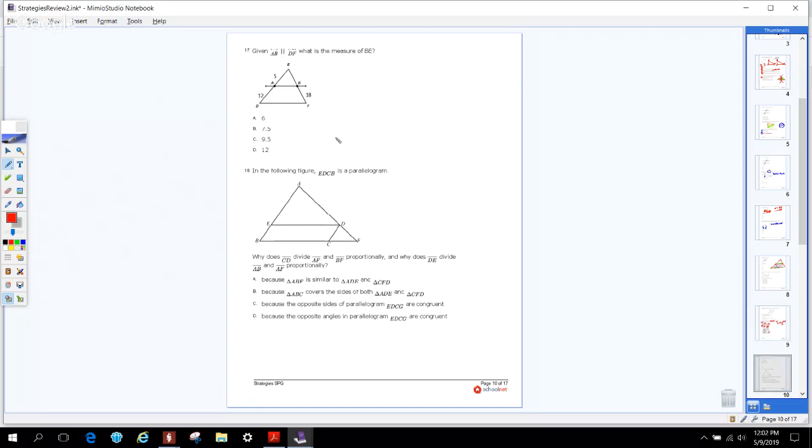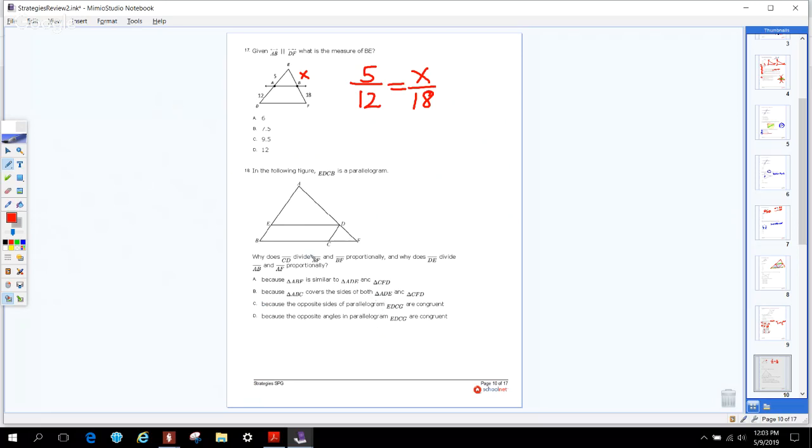Here, I really hope you get a question like this one. Remember, if they give you anything like this, you're just going to use the side splitter theorem. So all it's going to be is 5 over 12 equals x over 18, and then you cross multiply. That's it. This one I gave you because most kids would skip over it because they think it's so hard.